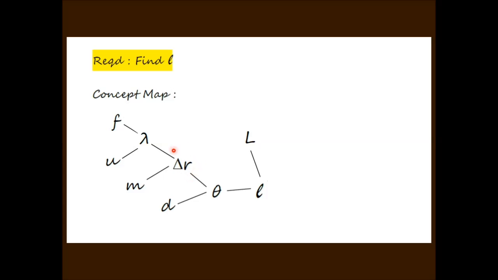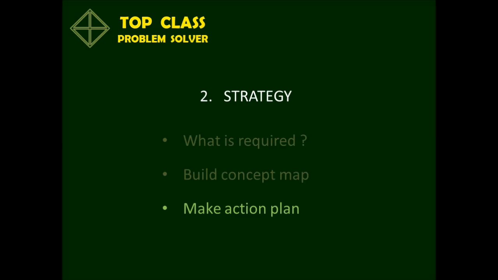In turn, delta r is determined by the wavelength of the waves, lambda, and the order of the fringe, m. Lambda in turn is obtained from the frequency of the wave and the speed of propagation of the wave. The third step of the strategy is to create an action plan based on the concept map.